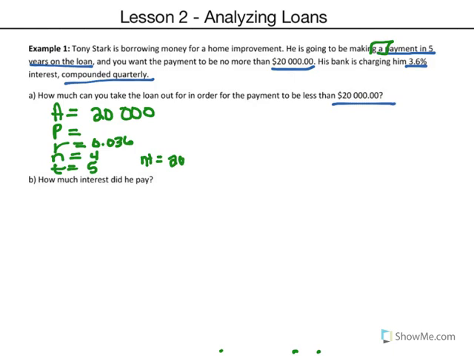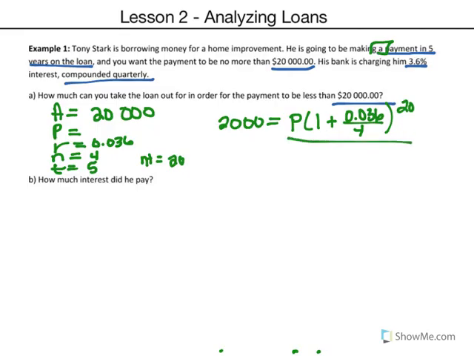So we're looking for how much he wants to take out on the loan to begin with. So we'll plug this into our formula. So 20,000 is our A, is equal to P times (1 plus 0.036 divided by 4) to the power of 20. And we're going to end up dividing by this, but first let's simplify it.